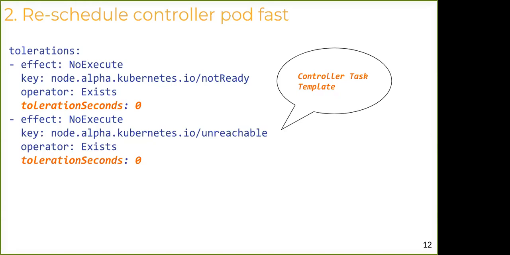So what does toleration of taints mean? It says I will tolerate the taints for 0 seconds, right? That means in the event when the node which has hosted the controller pod gets into an unreachable or not ready state, that particular controller pod will be evicted immediately without waiting, right? So this is all about toleration seconds as 0.